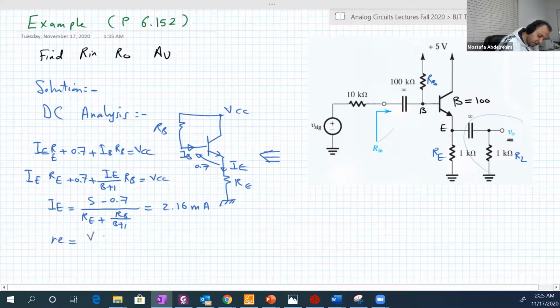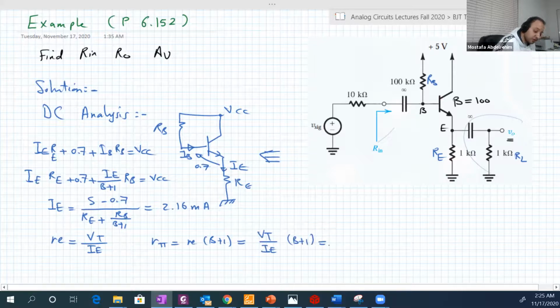Once you get IE, you get re. re small is equal to VT over IE. Or you get r-pi as well. So r-pi is equal to re multiplied by beta plus 1. So r-pi is VT over IE multiplied by beta plus 1. If you substitute, this will be 1.168 kilo ohms. You can use re small or r-pi, that's very fine. Okay. Now we finished the DC analysis, so let's go now to the AC analysis.